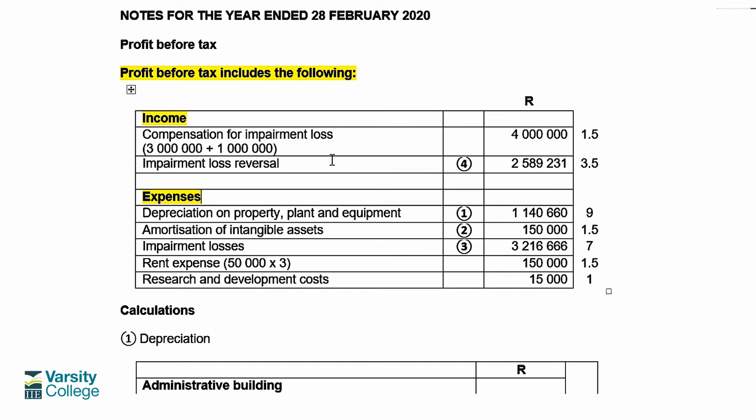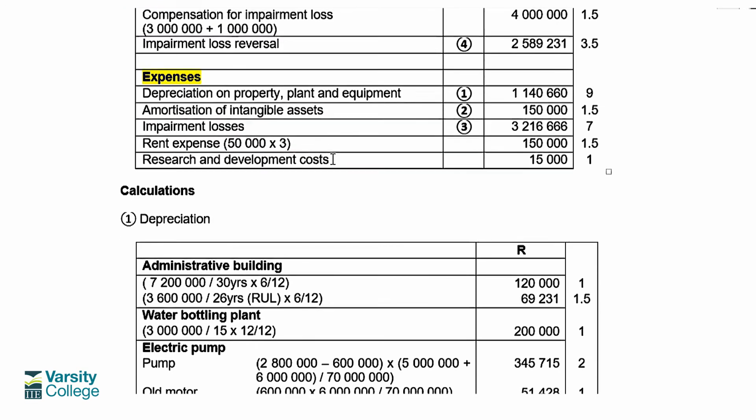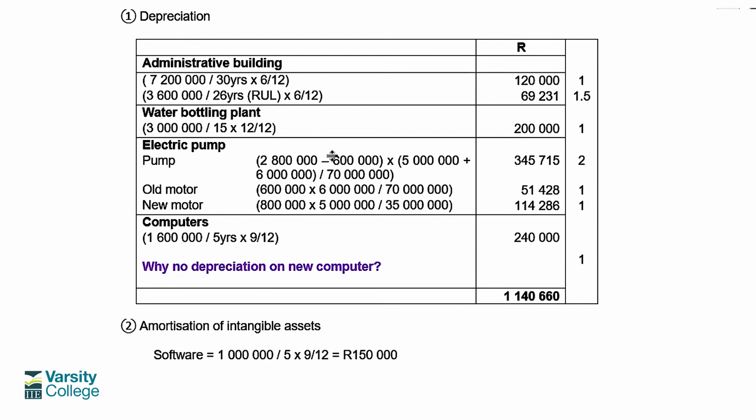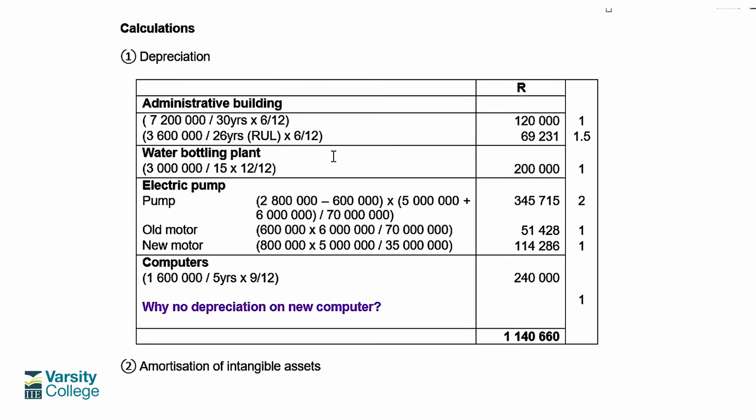Just remember as well for depreciation that it's just one figure, depreciation on PP&E. So you do all the calculations separately, add it together, and pop the answer into your PBT note. Right, so let's go down to depreciation. We've got 4 non-current assets: the buildings, the plant, the pump with its separate component, and the computer hardware.